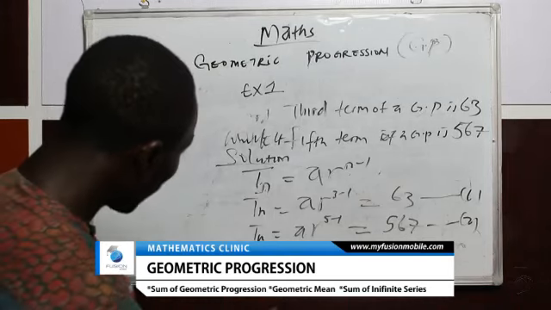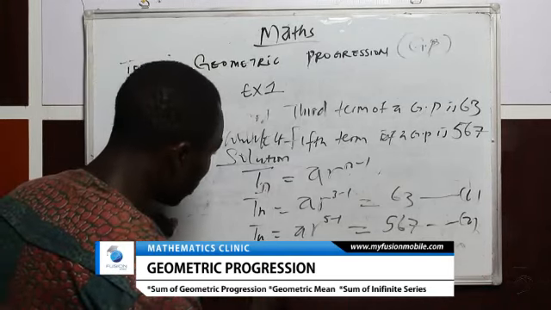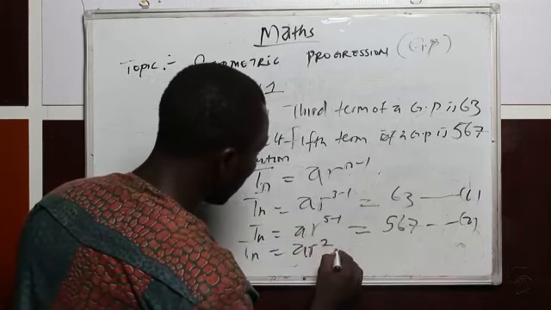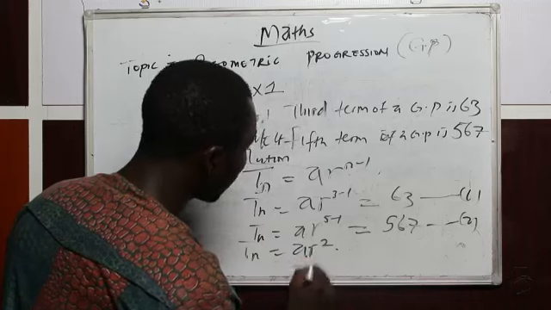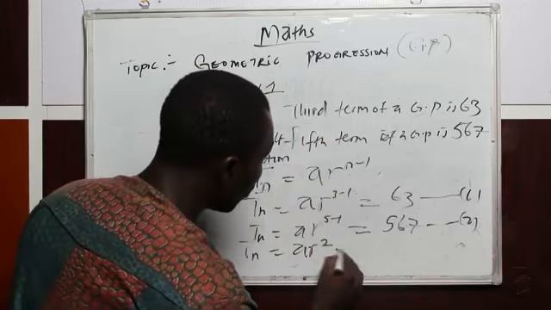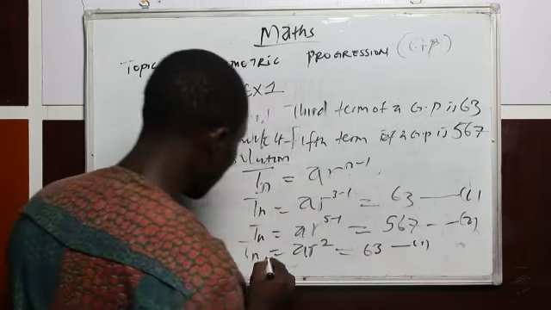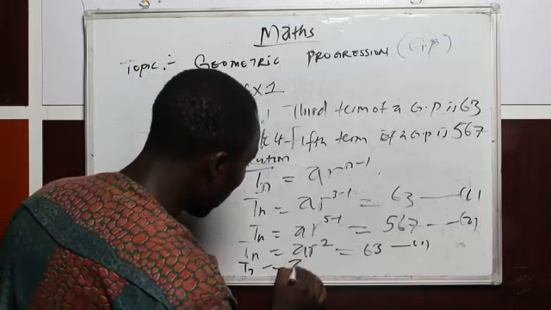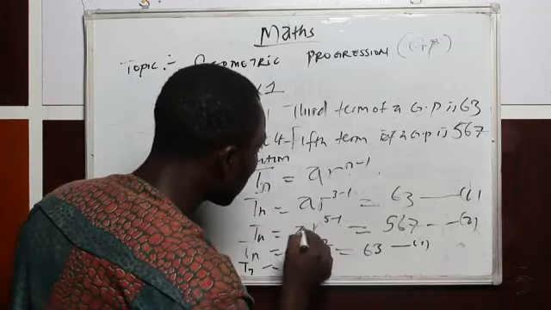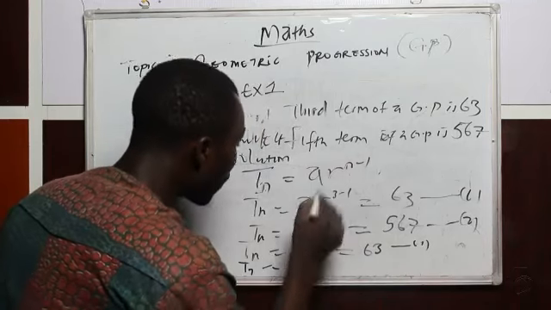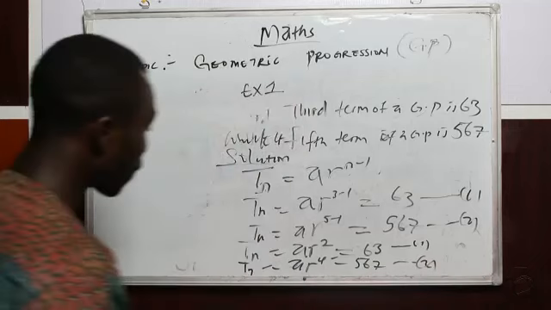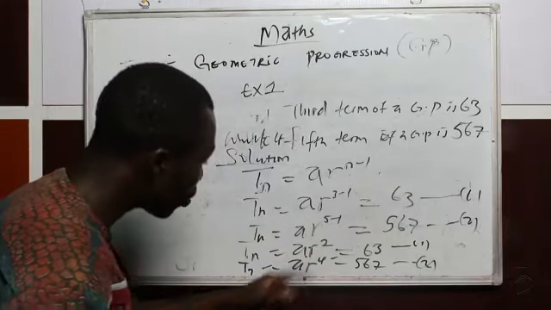But before then, look at this equation 1. Tn is equal to a r raised to power 3 minus 1, which is a r raised to power 2, equal to 63, equation 1. Also look here, Tn is equal to a r raised to power 5 minus 1, which is 4, equal to 567, equation 2. Now we've gotten our equations to be this.